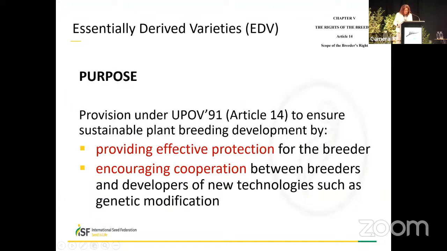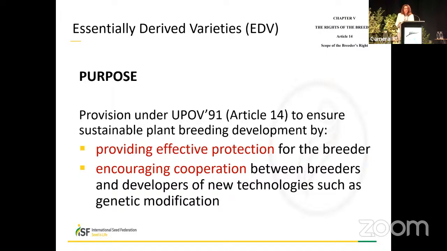So, as Martin mentioned, the purpose of introducing this concept in the provision of the government up to 2014 is to ensure sustainable development. This will allow effective protection to the breeder, incentive to the breeder, and also encourage cooperation among breeders in development, especially of technology such as genetic modifications. So an example is highlighted here. We have a breeder one, it's created by the ITA, represented in this case by red.